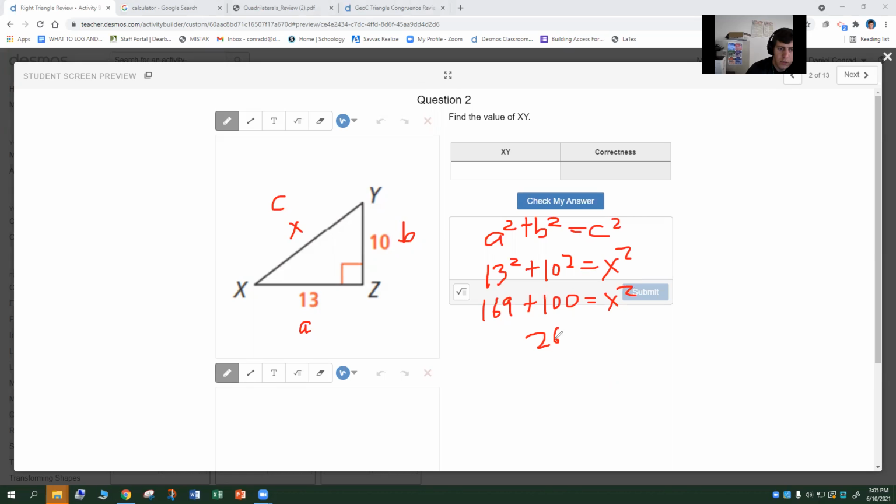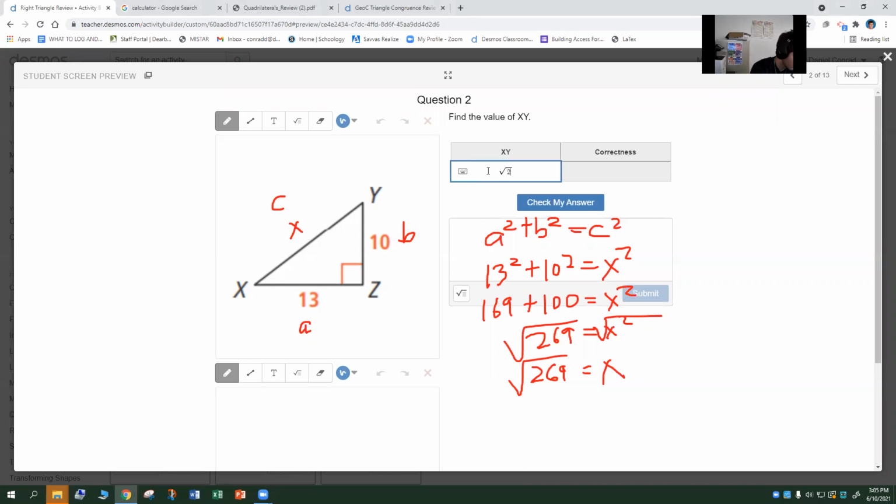which is 269. Take the square root of that. Okay, square root both sides to get rid of the square. And you're left with x equals the square root of 269. And that cannot be simplified. So we'll leave it as that. Square root of 269.